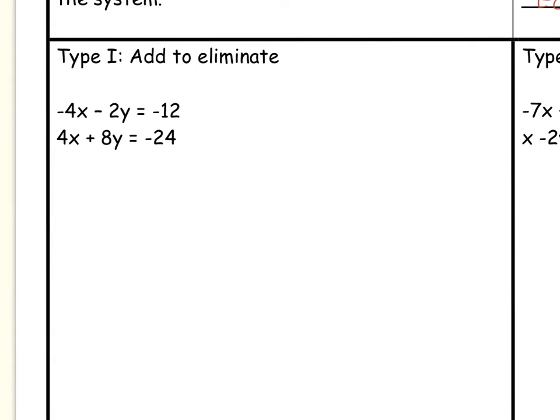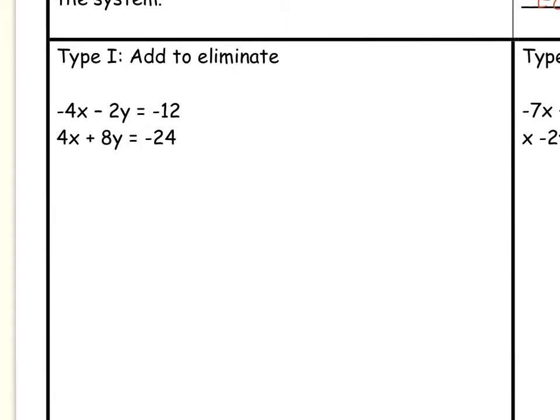So we're going to look at the system, negative 4x minus 2y equals 12, and 4x plus 8y equals 24. The equations are written in standard form, so this allows the x and the y variables to be aligned in the two equations, and standard form just means ax plus by equals c. Notice that the coefficients of x have the same absolute value.